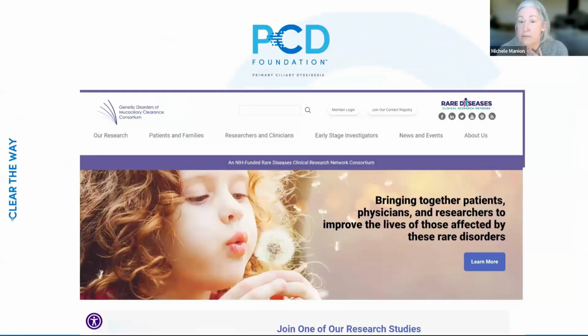But serendipity came into this, and this is about the time, 2000 or 2002, that the government actually created the Office of Rare Diseases Research, and an RFA came out for creating research networks. And we were fortunate enough to get, with our clinical and research partners down at UNC, one of these grants. So we have been part of the Genetic Disorders of Mucociliary Clearance Consortium since, I think, 2004 is when we had our first patient enrolled.